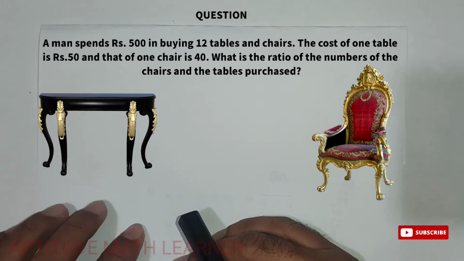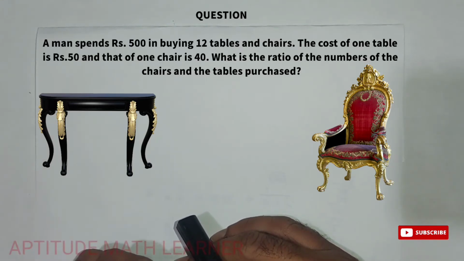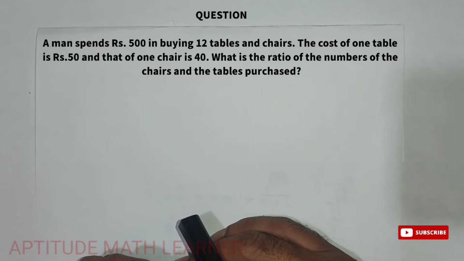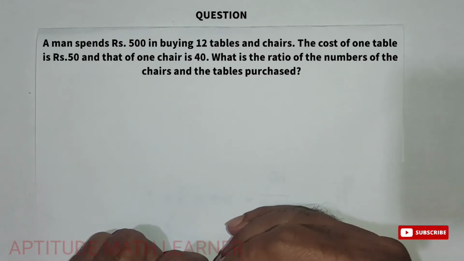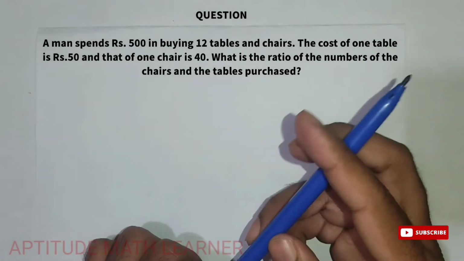Here in the question, we are just given the cost of the table and chair, but unfortunately, we do not have the numbers of tables and chairs he purchased. So the first thing we have to do is find out the numbers of tables and chairs.